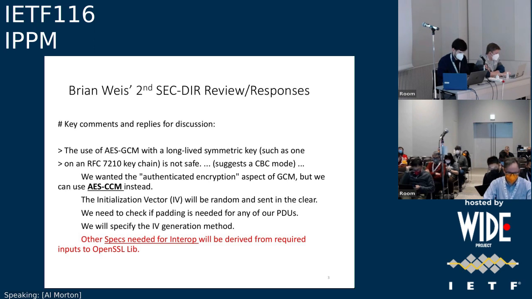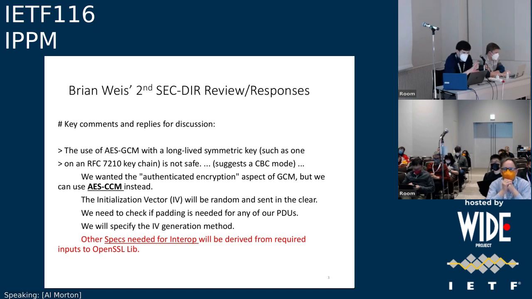The key comments that I've summarized here are Brian basically saying that our choice of AES GCM with a long-lived symmetrical key is not safe, and he suggested a CBC mode. So we chose this because it's an authenticated encryption. It does both, and we think that simplifies the operation for our measurement system. But we can use AES CCM instead, get the same benefit. That's a counter mode with CBC MAC for authentication.